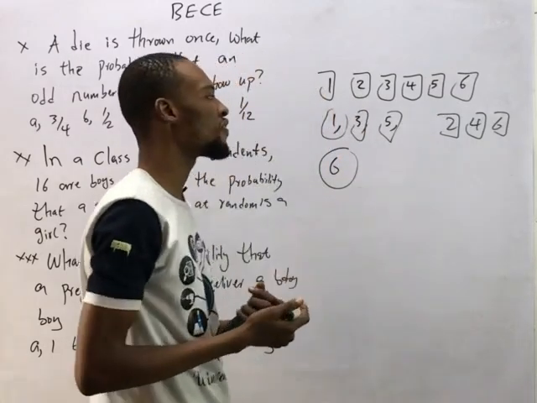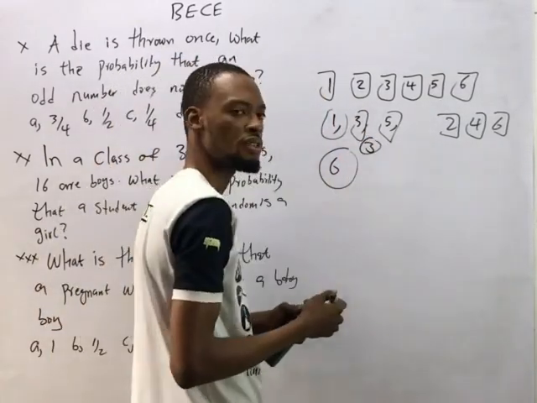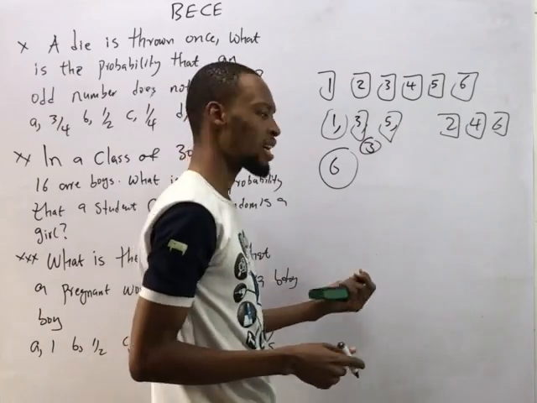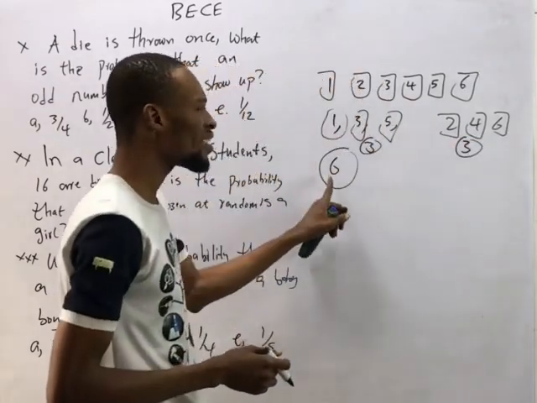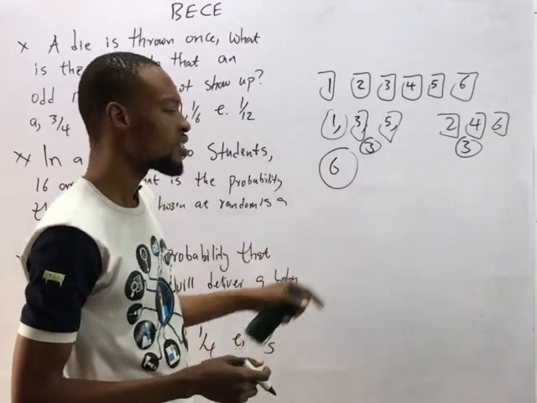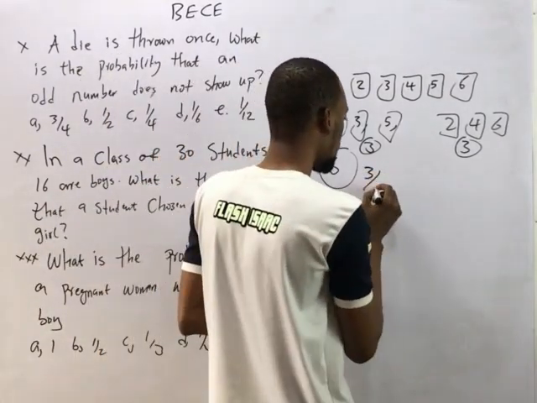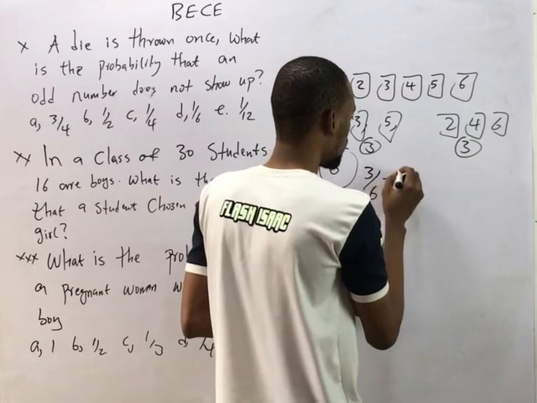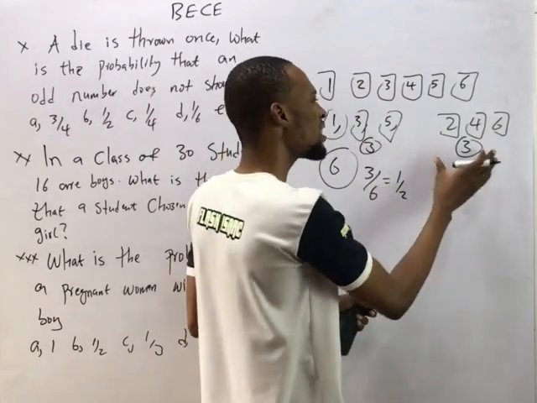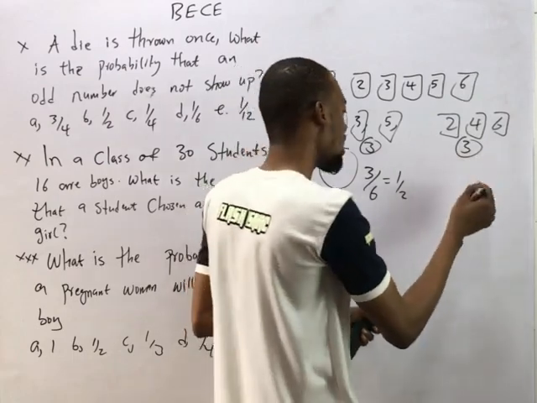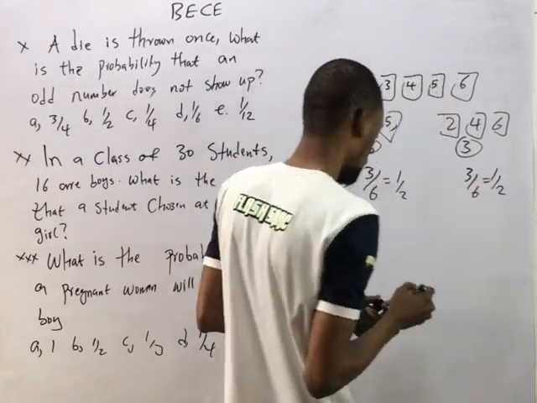So the probability of odd numbers appearing is 3 outcomes. Probability of even numbers is also 3 outcomes. And the total outcome is 6. So the probability that an odd number will appear is 3 over 6, which is 1 over 2. The probability that an even number will appear is also 3 over 6, which is 1 over 2.